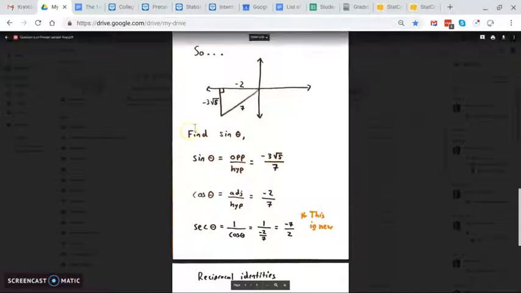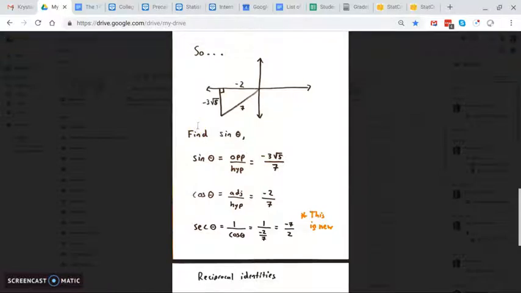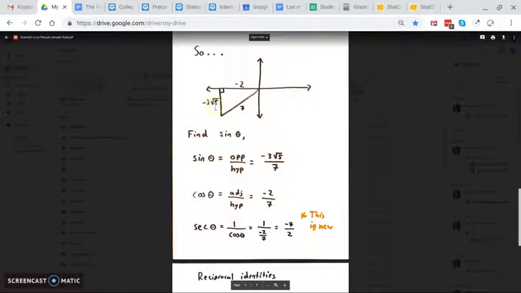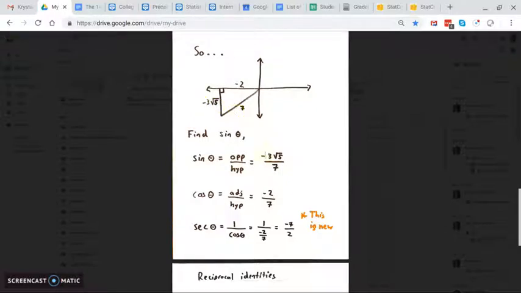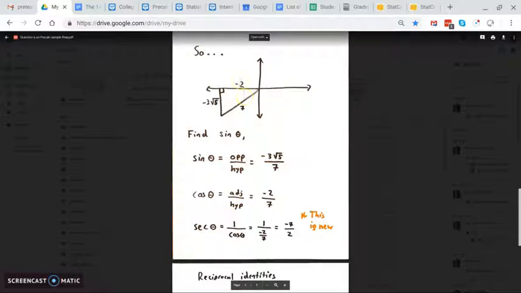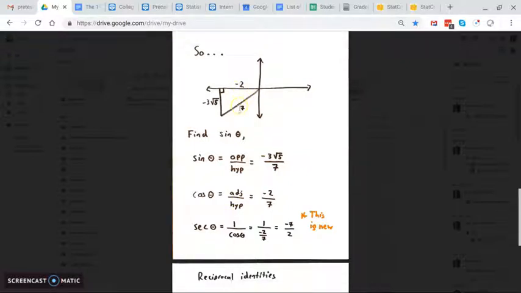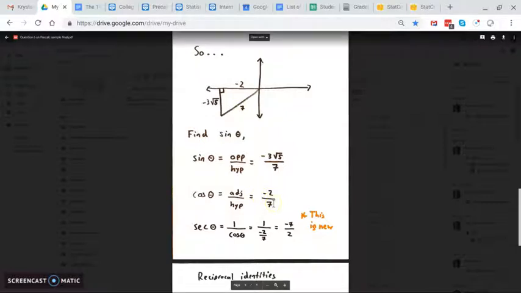And once you know the triangle sides and you know the quadrant that it's in, it's easy to calculate the sine, cosine, and all the other things for it. So the sine is just the opposite over hypotenuse. So -3 times the square root of 5 over 7, right? Cosine is just, I think we already even computed this, right? Adjacent over hypotenuse, so -2/7.